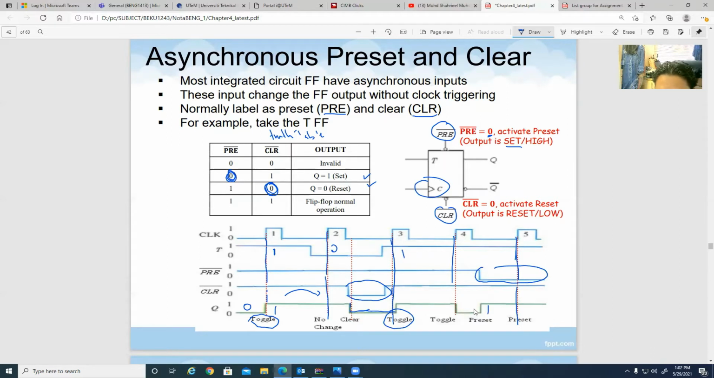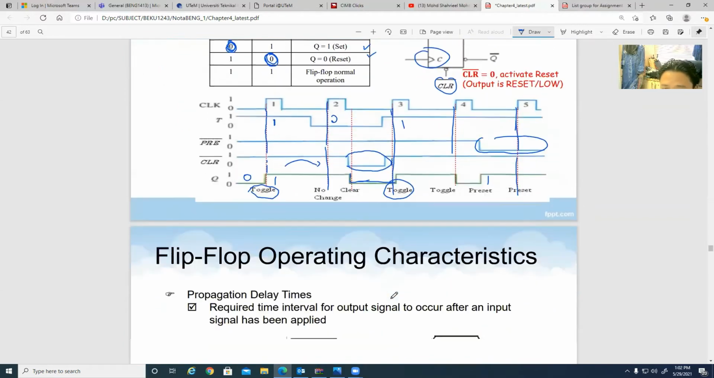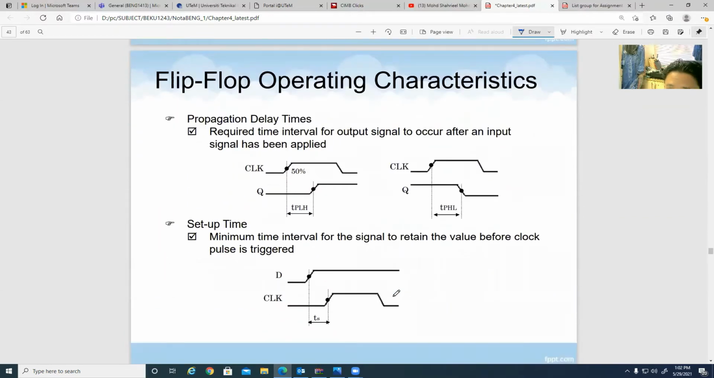Okay, will be set. That's why the Q will be one, right? And so on, sir. Okay, so this is some example. Next we go for the flip flop operating characteristics. We have some characteristics that you have to know for the flip flop.